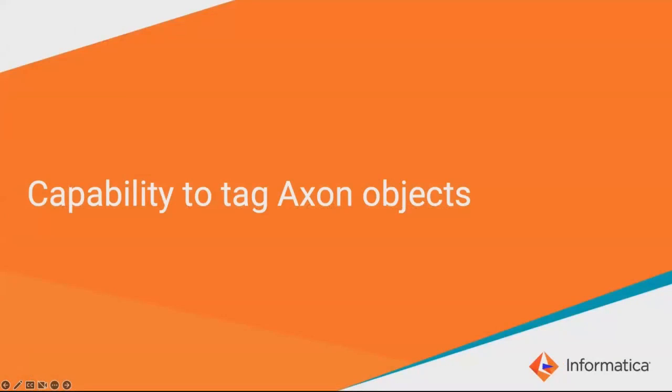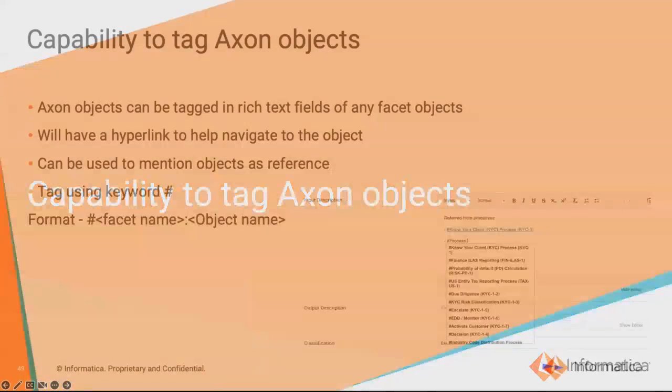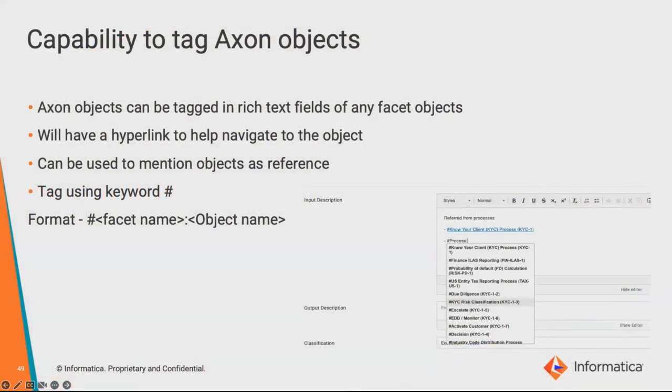You also have the capability to tag Axon objects. Say, for example, you are going to mention any process or a policy in a glossary or data set. Earlier, you needed to create an impact relationship there and mention them. Now, in the rich text fields of any facet objects, you can go in and create a hyperlink, and you can choose which object it is as well.